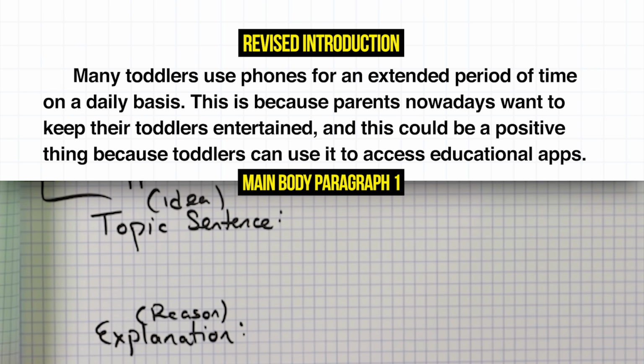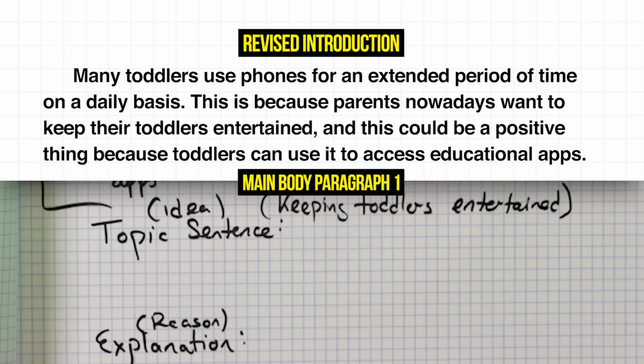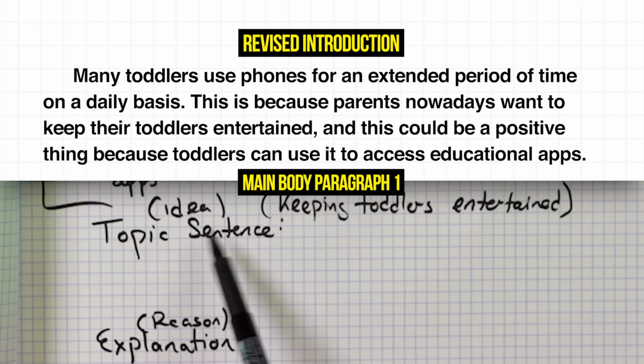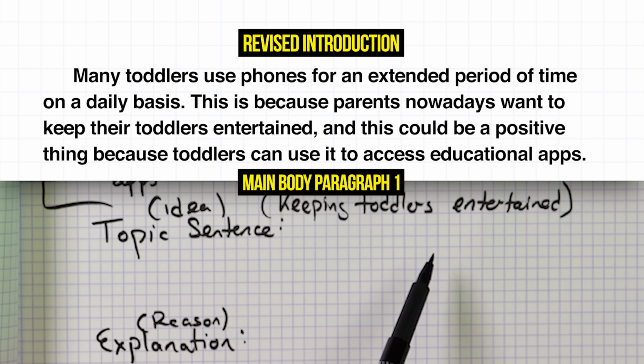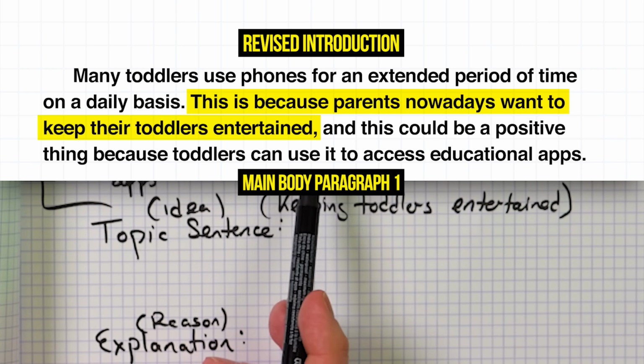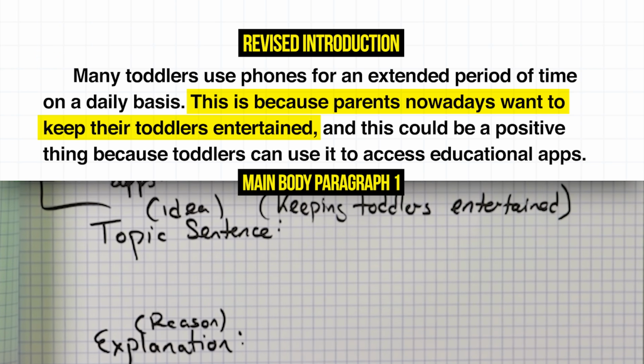our main body. Okay. So our idea, what's the first idea in this introduction? It's about entertainment and how they can keep their toddlers entertained. Yeah. So all we need to do is just look up at our introduction, look for the first main idea, and that will give us our topic sentence. Parents nowadays want to keep their toddlers entertained. All we have to do is just state this again, but using different words, so paraphrasing again. So how might we be able to do that?